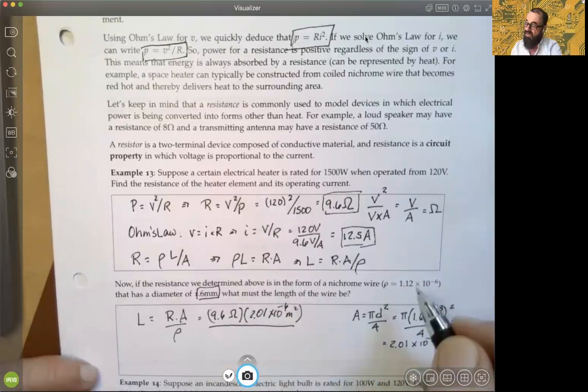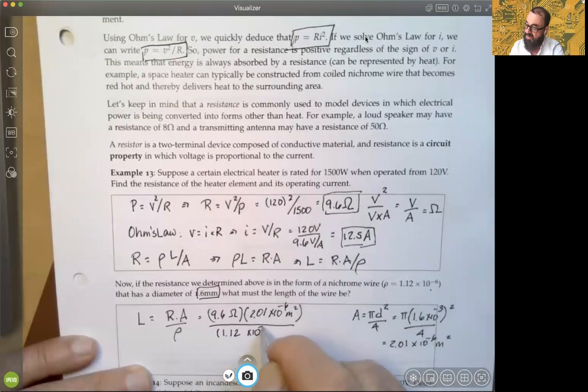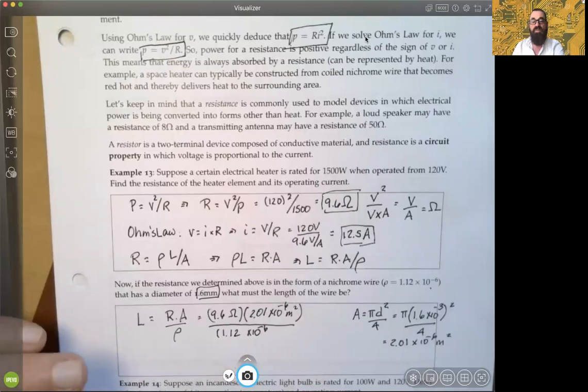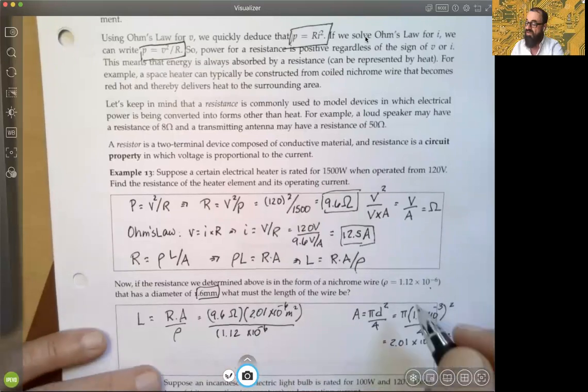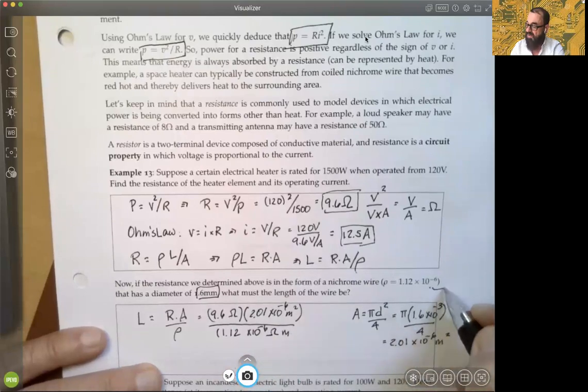And the resistivity is given by this value, rho. So that would be 1.12 times 10 to the minus 6. And if you don't remember, I'll just remind you here, the units of resistivity should be ohm meters, okay? So this will be given always in ohm meters.